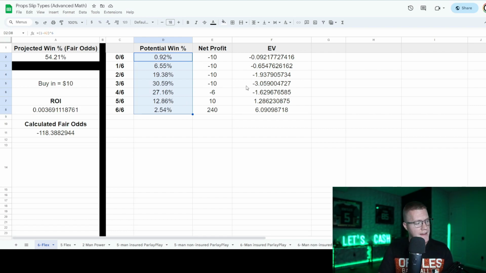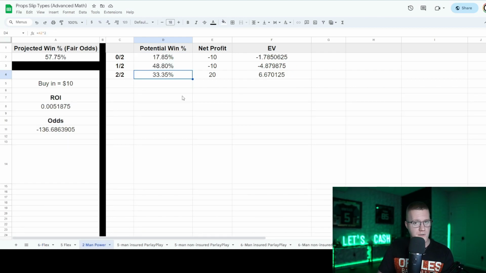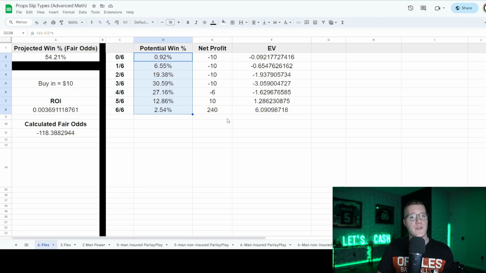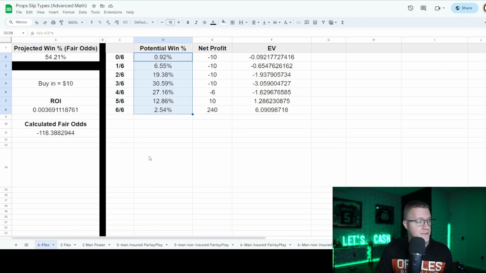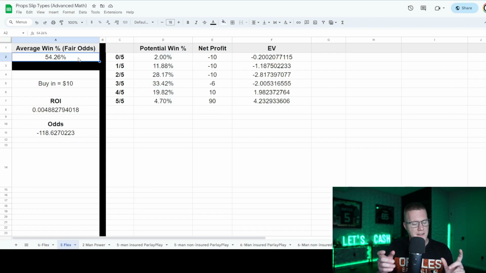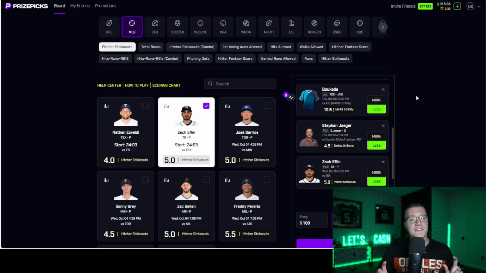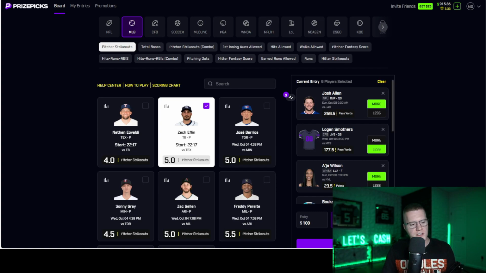So anyway, a 54.21% hit rate here is significantly lower than the true percent odds to hit of 57.75. That gives you a lot more bang for your buck, a lot more leg room to only hit at 54.21%. Would you rather have to hit at a 57% hit rate or a 54.21? Just do the math, right? Logically. And in a 5-man flex slip, it's about the same, slightly different, but that's why we prefer 6-flex slips, and why we're going to be taking advantage of correlation in 6-man flex slips as opposed to 2-man powers.